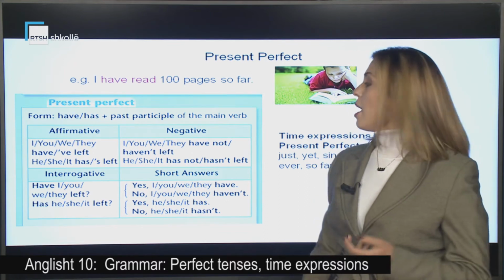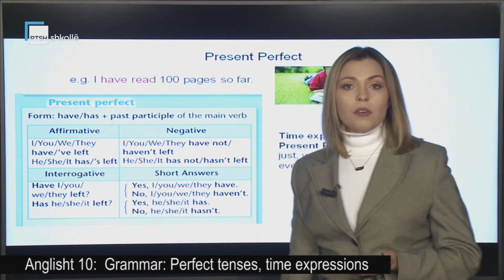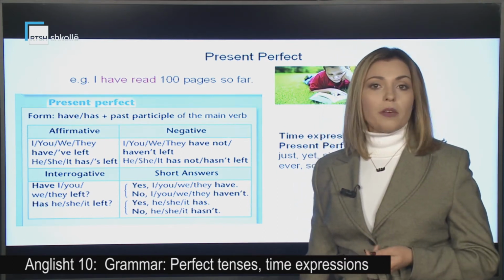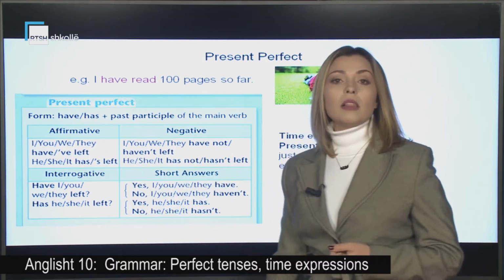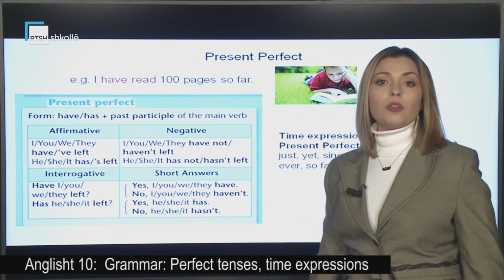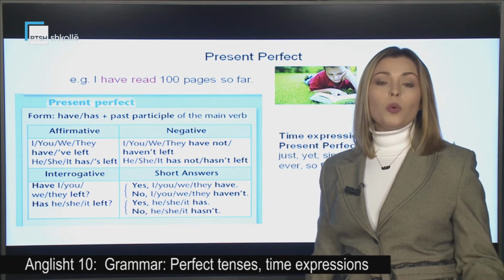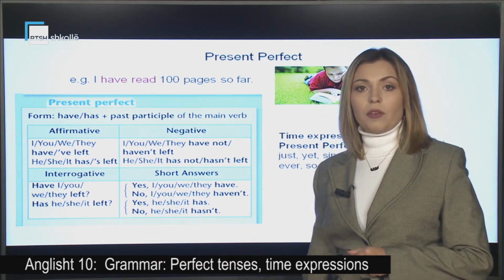So, I have left. The verb was leave, and we said leave, left, left. You have left. He, be careful here, he has left. She has left. It has left. We have again. We have left. You have left and they have left.